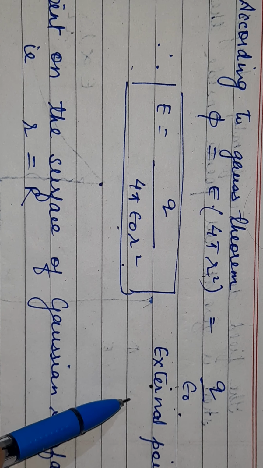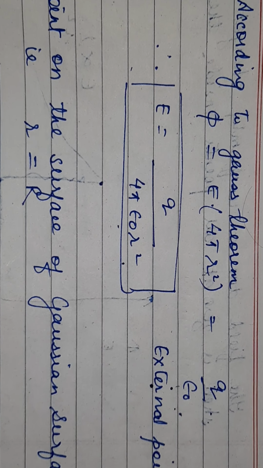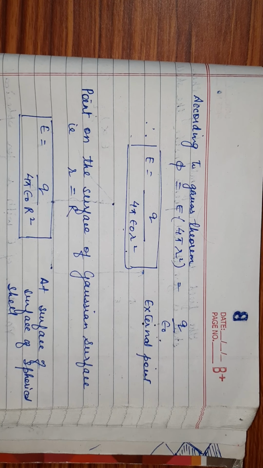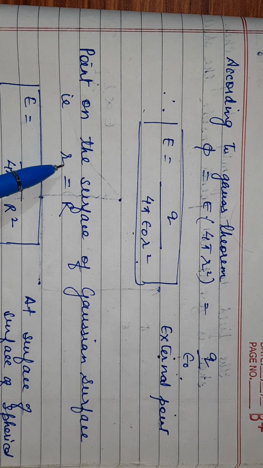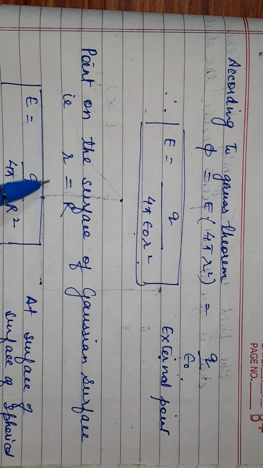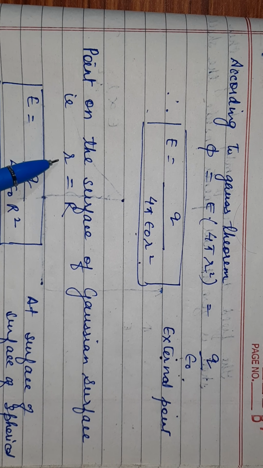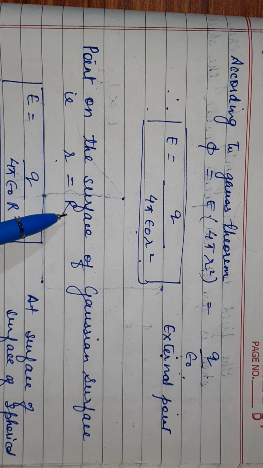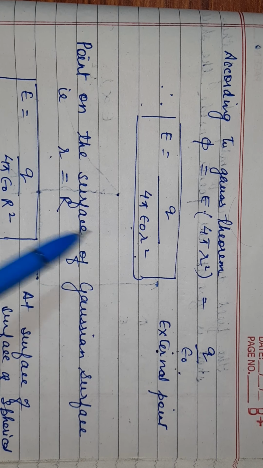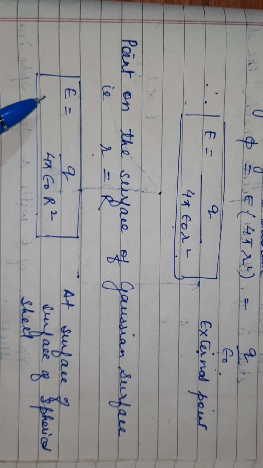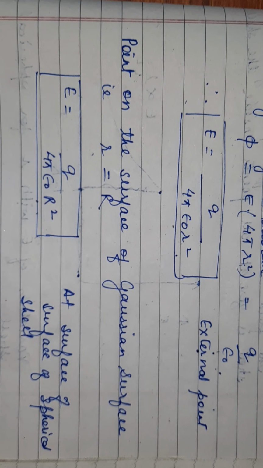So this is the value of the electric field for a point which is outside the spherical shell, or we can say the external point. Now if the point lies on the surface of the Gaussian surface, in that case the radius of the Gaussian surface will be equal to the radius of the spherical shell, meaning small r will be equal to capital R. So we can substitute small r square by capital R square, and we'll get the value of the electric field for the point on the surface as Q upon 4 pi epsilon naught capital R square.